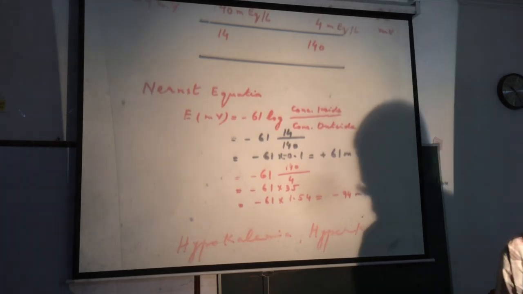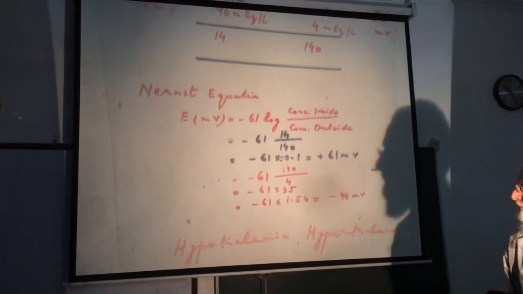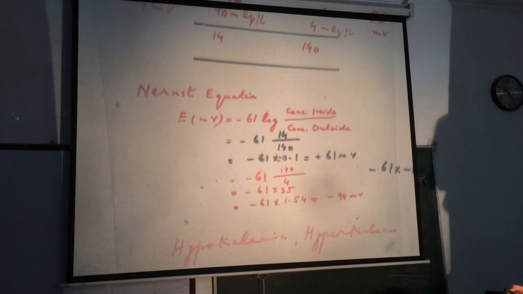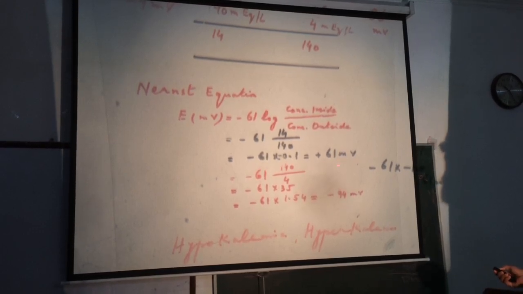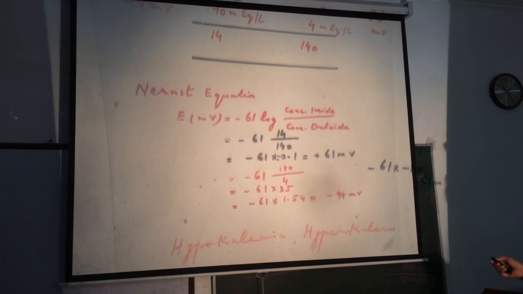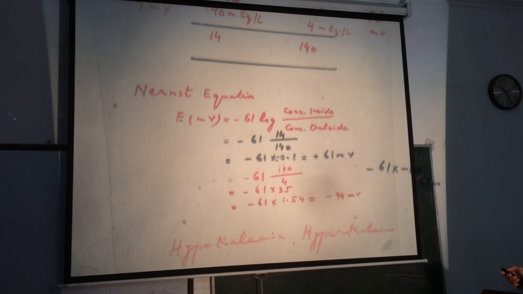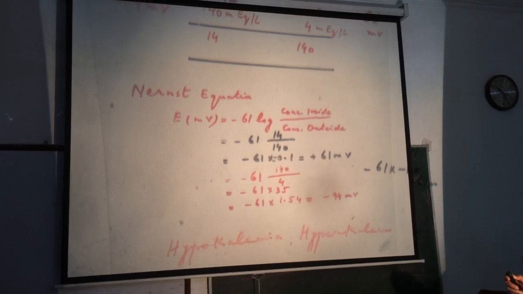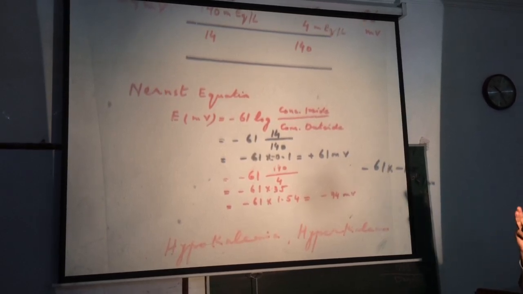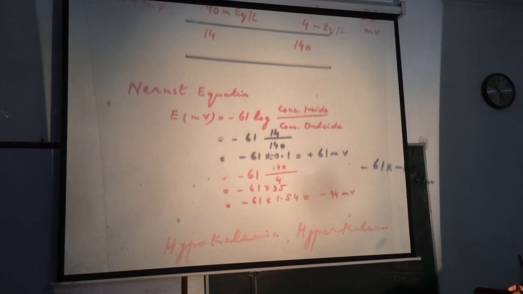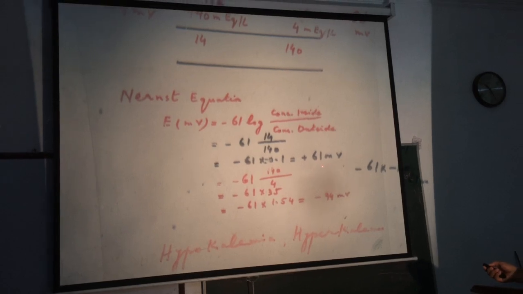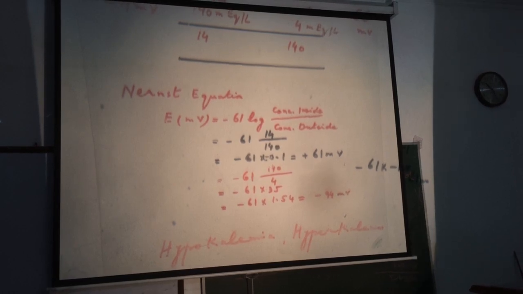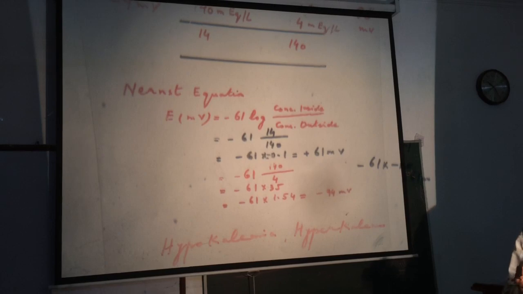Now, if the cell membrane is highly permeable to sodium at rest, then there must be a potential difference of plus 61 millivolt across the cell membrane, if our assumption is correct. So is plus 61 millivolt the resting membrane potential? No. So our assumption is not correct, that the cell membrane at rest is highly permeable to sodium.